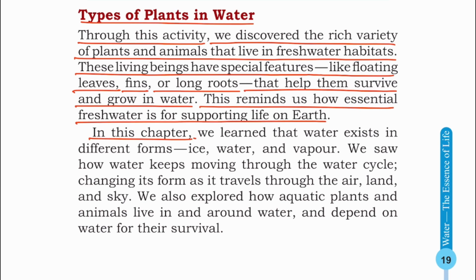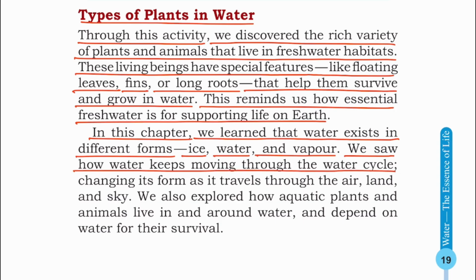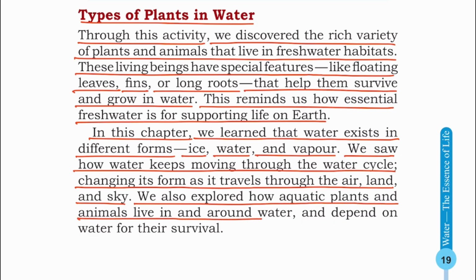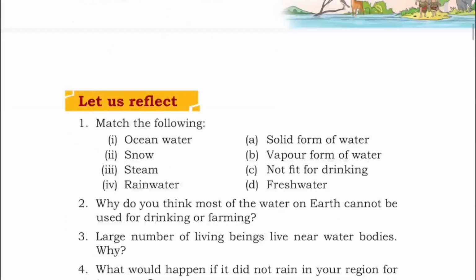In this chapter, we learned that water exists in different forms: ice, water, and vapor. We saw how water keeps moving through the water cycle, changing its form as it travels through the air, land, and sky. We also explored how aquatic plants and animals live in and around water and depend on water for their survival.